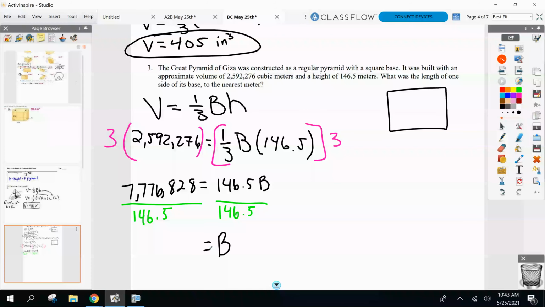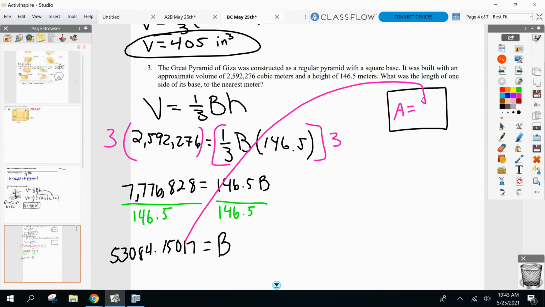Final answer, anybody? Is the area of the base my final answer? Nah. So let's not round it. 53,084.15017. That's the area of the base right there. Area equals that number right there. So how in the world do I get to a side? Think about it. Call on you in a second. You know the area of a square right now. How do you find the side?